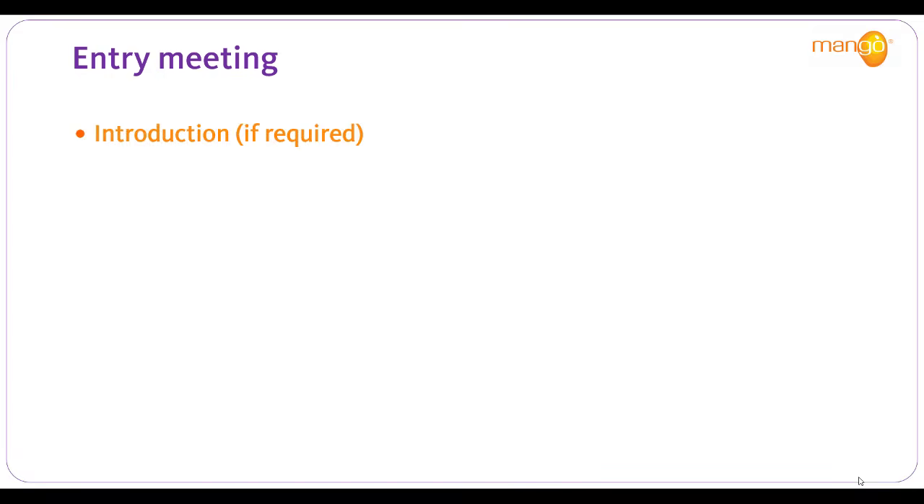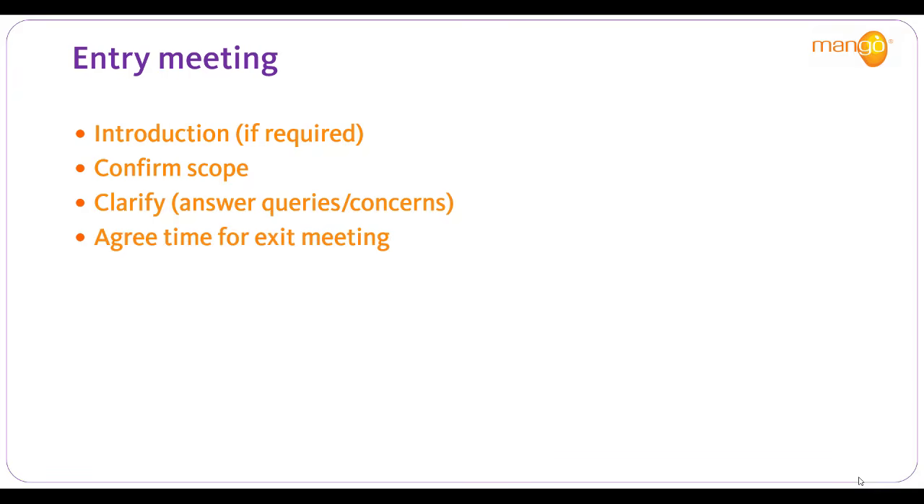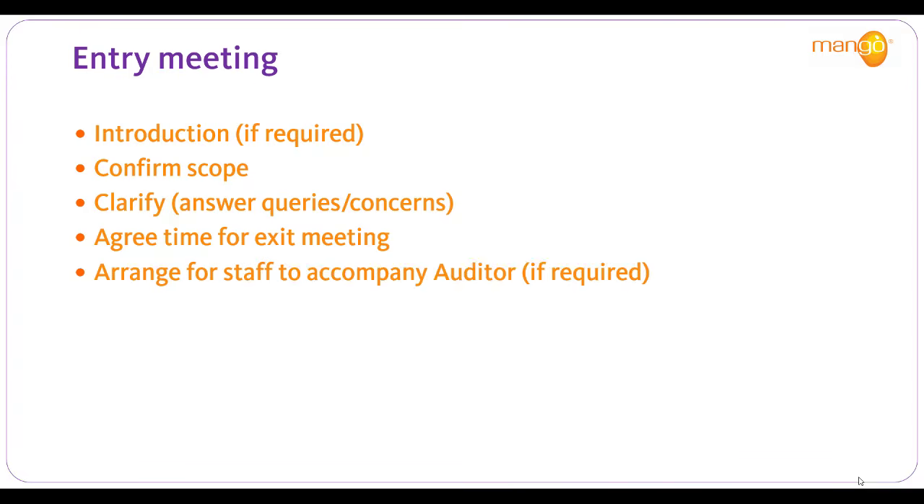Now you head into the entry meeting, so introductions. You confirm with the auditee the scope that you're looking at. You may want to clarify any questions that they may have, so make sure you ask if they have any questions or any concerns when you're out there on site or doing things remotely. And then also agree on the exit meeting. When are you going to have the exit meeting, so that any non-conformances, any issues, anything like that are discussed and debated.